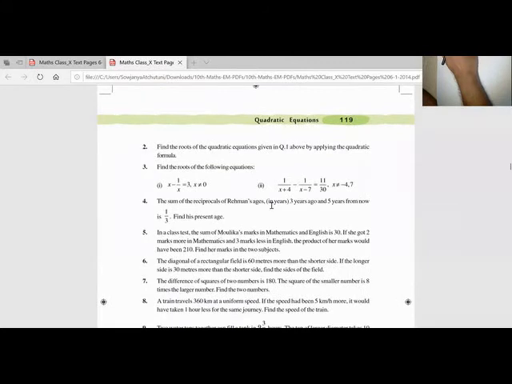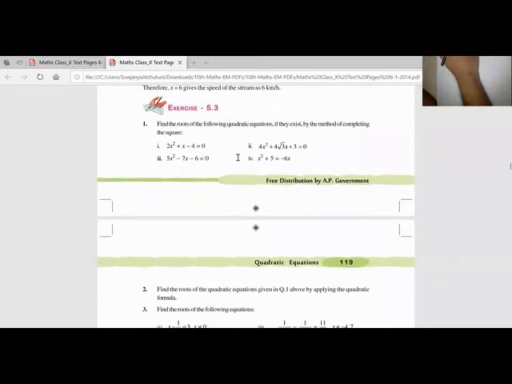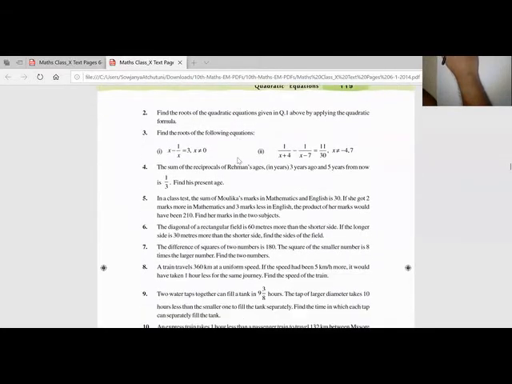Okay. Next one. Find the roots of the following equations. So the same thing, applying formula. One way is to find by applying the formula, one way is to find by the squaring method. Both we have done. Now find the roots of the equation. This is the equation.